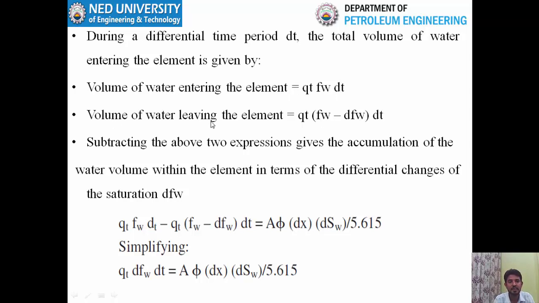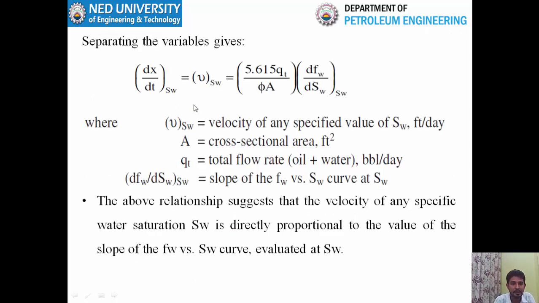Similarly, the volume of water leaving the element through this equation, Qt is the total flow rate, Fw minus dFw is the change in the fractional flow of water. So volume of water leaving the element by this equation, when you subtract two equations, that will give you the accumulation of the water volume within the element in terms of the differential changes of the saturation dFw. This is the equation, and when you simplify this equation, this is the final version of the equation.